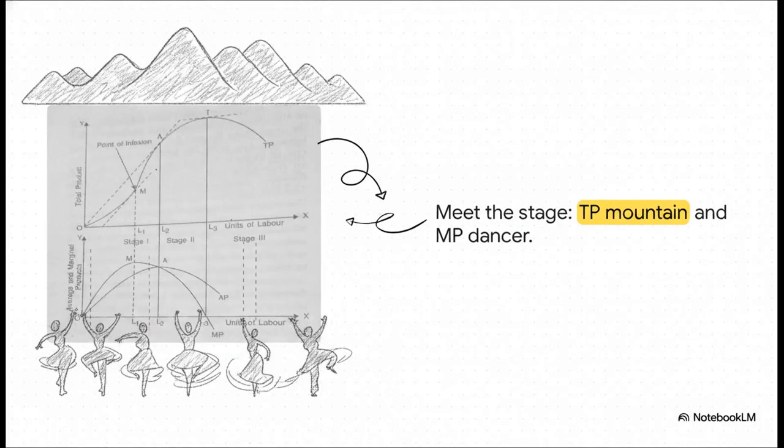Check out our stage. In the top panel, see that massive curve reaching up for the sky? That's our total product mountain. And right underneath it, in the bottom panel, is our marginal product dancer. Notice how perfectly they line up? Every single move the TP mountain makes completely controls the path of the MP dancer down below. Let's imagine a little tracking dot on each curve and see how they move.